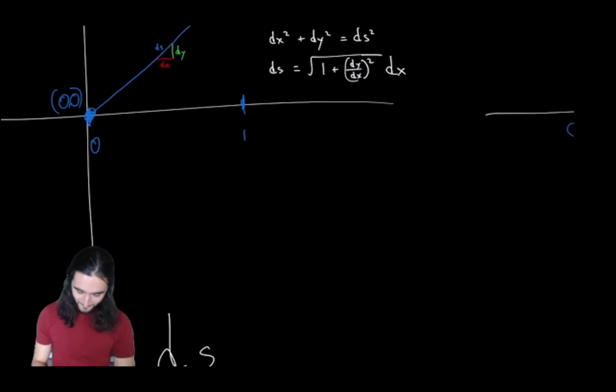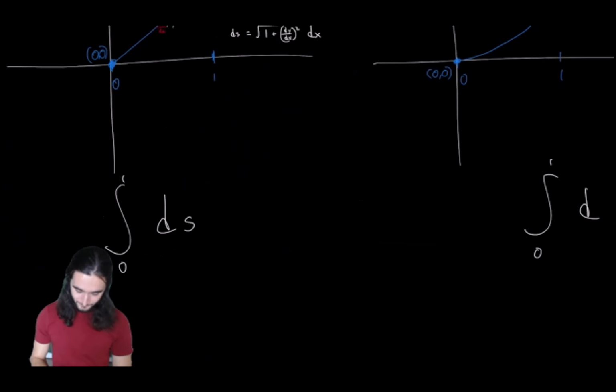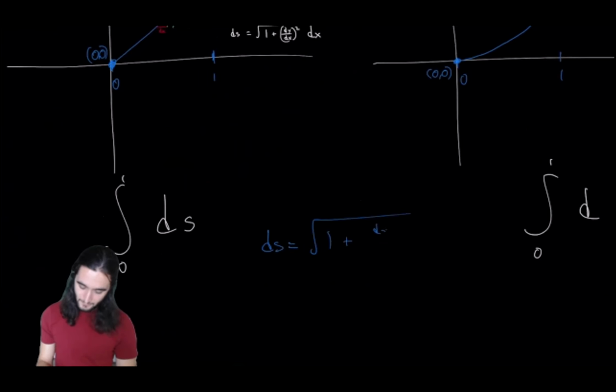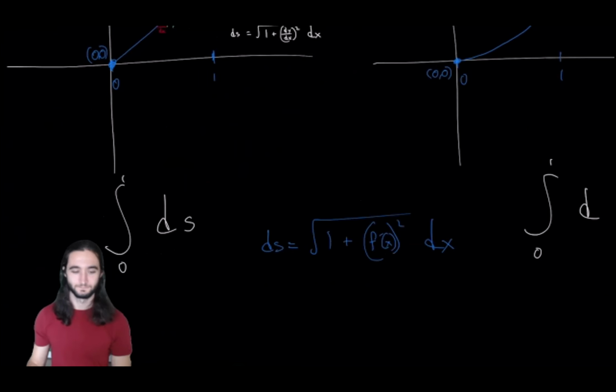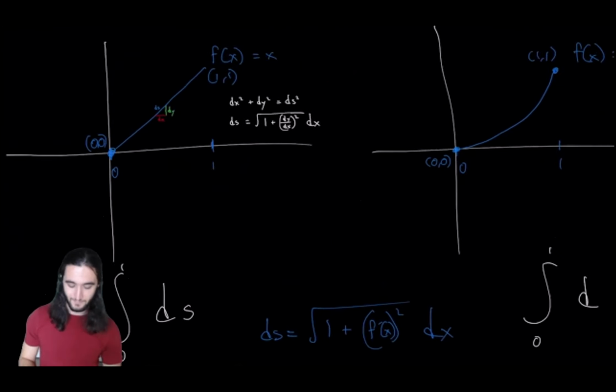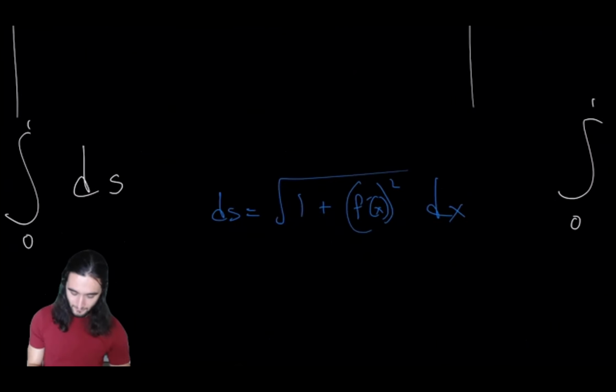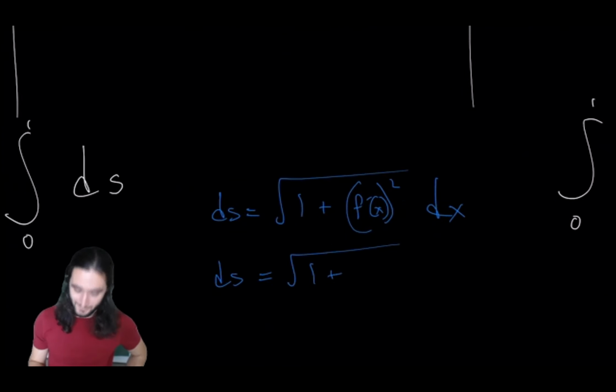So let's do that. It's the integral of ds. And then ds is the square root of 1 plus dy dx squared. Or in some contexts, it's easier to say f prime squared. And in this case, this function was just x. So this turns out to be 1 plus, well, the derivative of x is just 1. So this turns out to be the square root of 2.